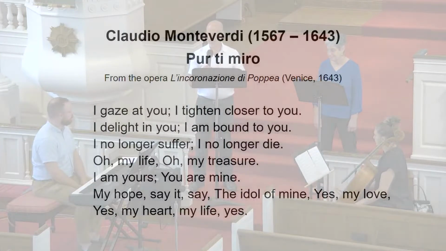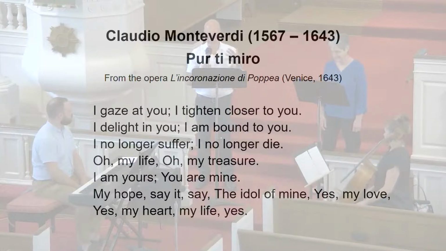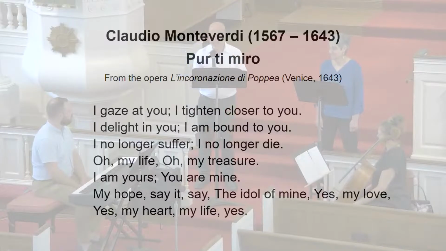So let me see if I can get this right. I'm Nero, Emperor Nero, and this is Poppea. I am enamored with Poppea, but I have a wife, and her name is Ottavia. Poppea has a lover, and his name is Ottone.